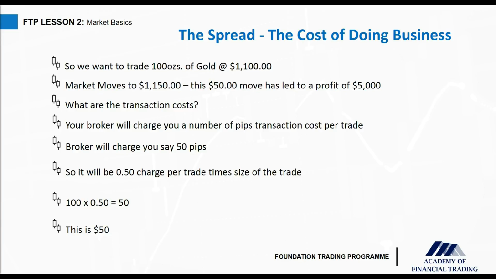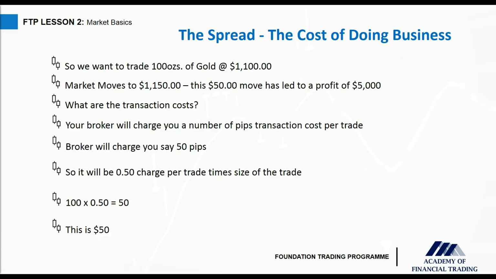So what it simply is, the spread, is the cost of doing business with the broker. Obviously the broker has to make money, so they have to take their part. And how they're taking it is by taking a certain amount of pips. In this case, the broker is charging you 50 pips. So the market has moved from 1,100 to 1,150. It's led to a profit of $5,000. The broker will charge you 50 pips, so it's a 50-cent charge per trade times the size of the trade. How many lots do we buy? Well, we bought 100 ounces of gold, so it's 0.50 multiplied by 100, which is 50. So it's a $50 cost that the broker takes.